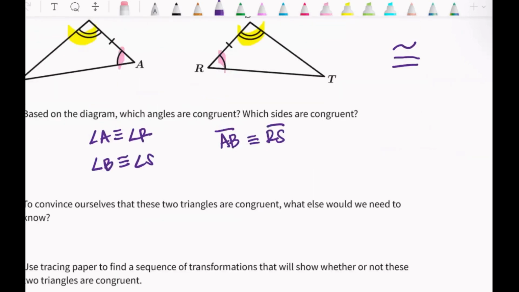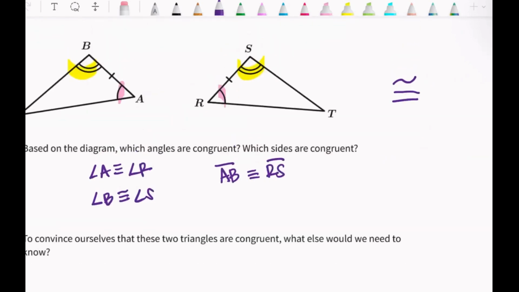To convince ourselves that these two triangles are congruent, what else would we need to know? To convince ourselves that these two triangles are in fact congruent, what else would we need to know? Okay, so that's the question that we're going to answer. Based on our definition from before, we would have to know all corresponding sides are congruent and corresponding angles are congruent. Okay, so I am actually going to mark these congruent here.